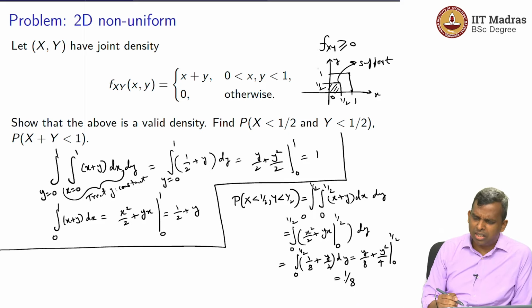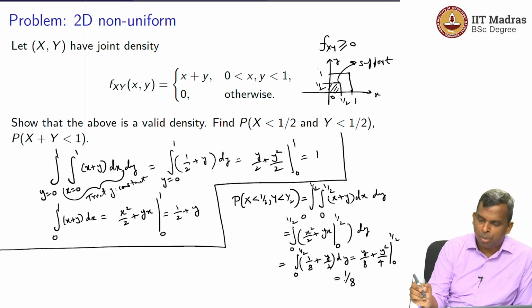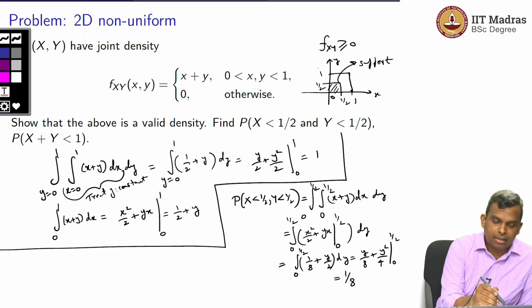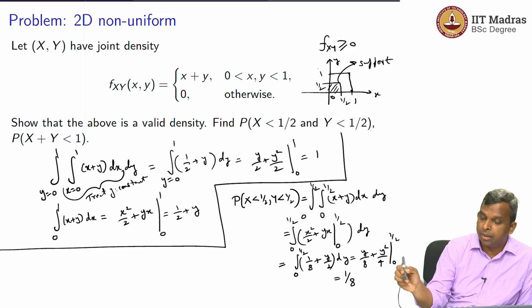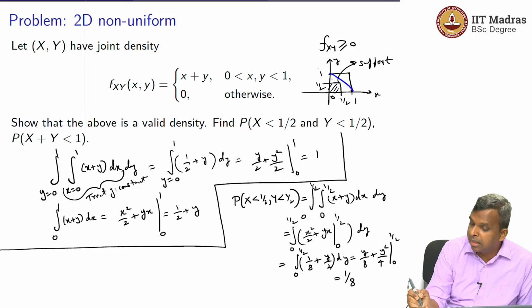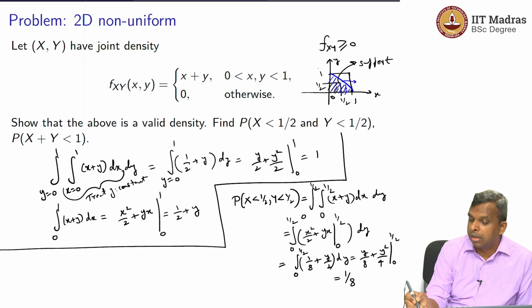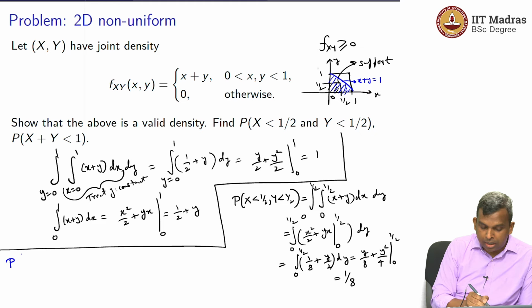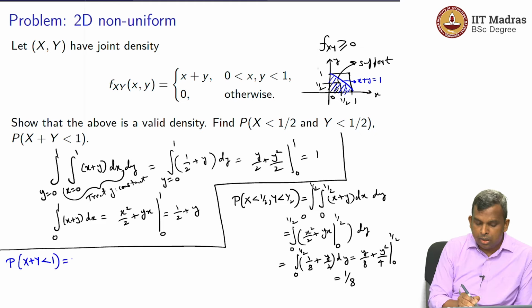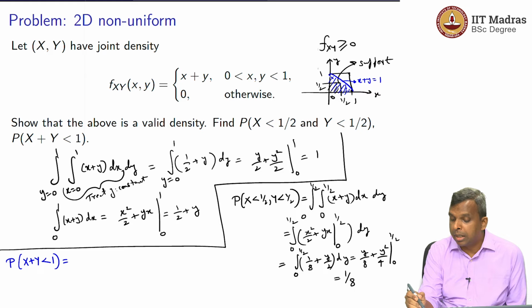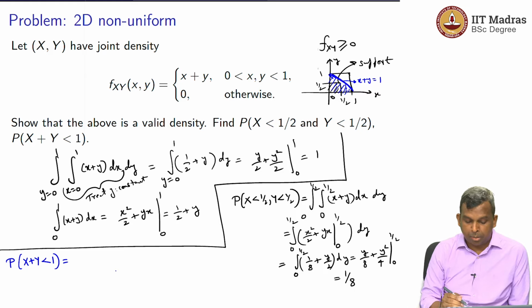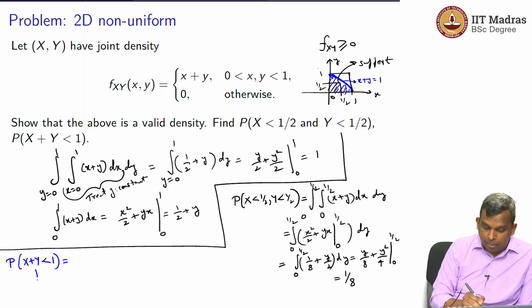Notice the next one is a bit of a pain. It says probability that x plus y is less than 1. So let's do blue color here. So x plus y less than 1 is this blue area. This line is x plus y equal to 1. Now if I want to set up the probability that x plus y is less than 1, you'll run into some problems when you want to set up a double integral like this. Setting up a double integral like this needs some care.